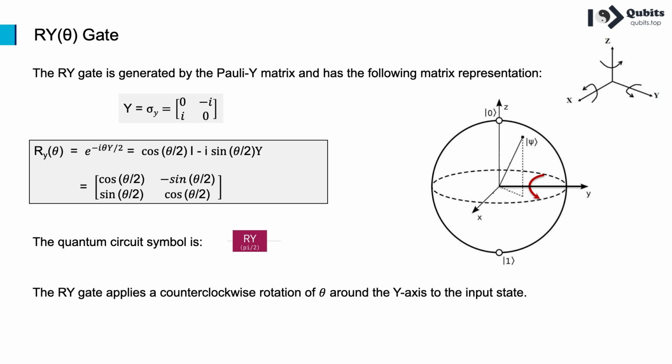To perform a rotation around the y-axis using the RY gate in a quantum circuit, you simply apply the gate to the qubit with a specific angle theta as the parameter. This will rotate the state of the qubit by theta radians around the y-axis. This can be useful for creating superposition states or for manipulating the phase of qubits.